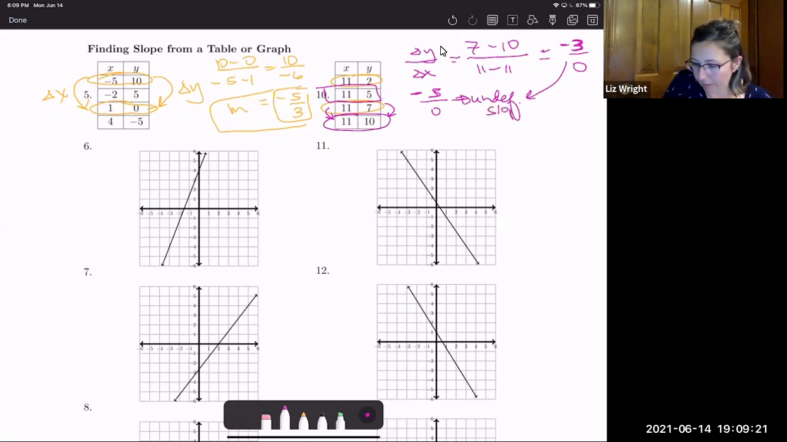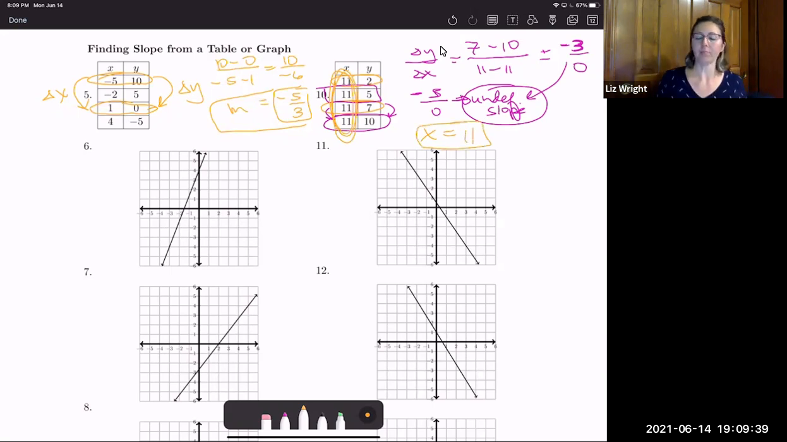So again, what type of line gives you an undefined slope? So you're going to write undefined slope, and then you're going to go one step further. You're also going to write the equation. Our equation starts with x equals something for a vertical line, and then look at your table. X always equals what? X equals 11. So for this one, our equation is x equals 11.